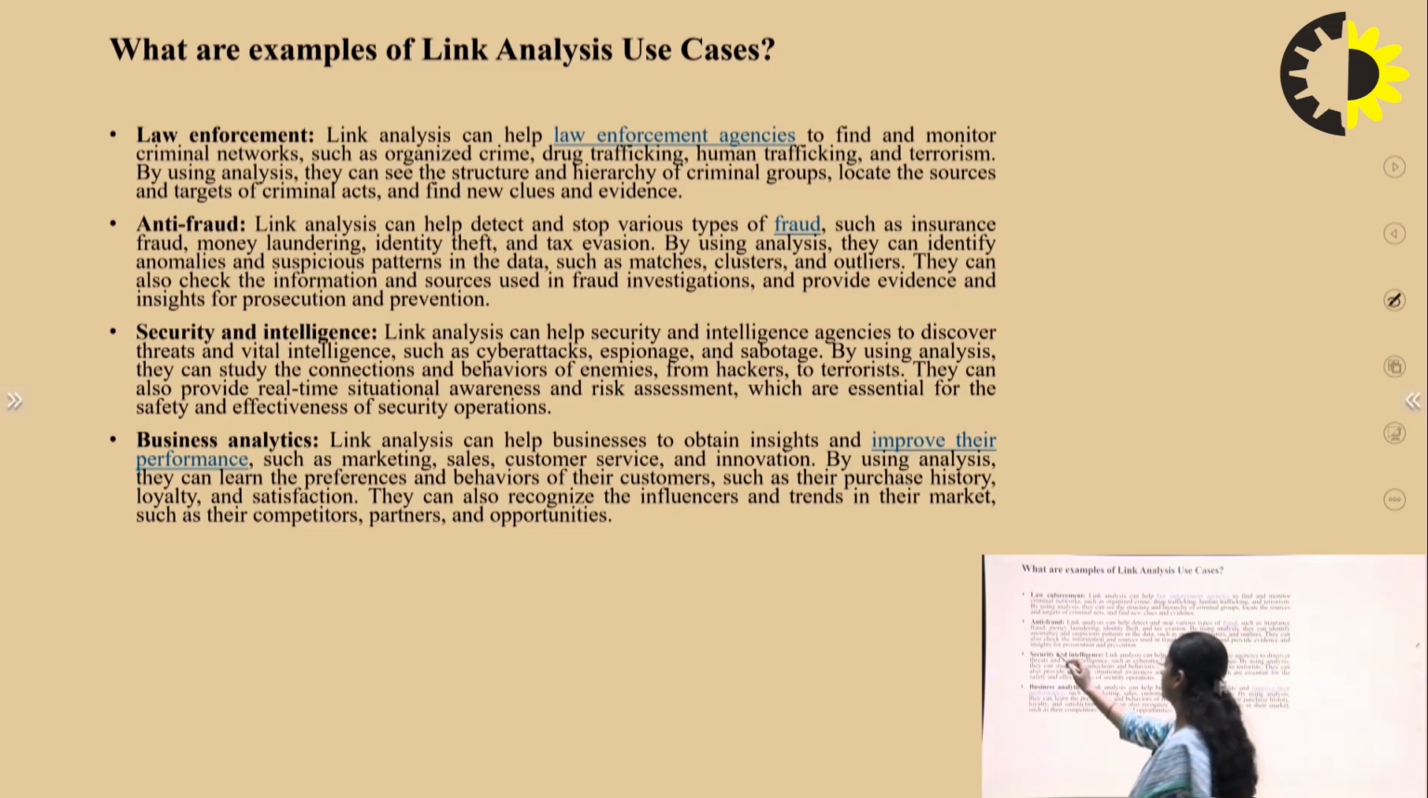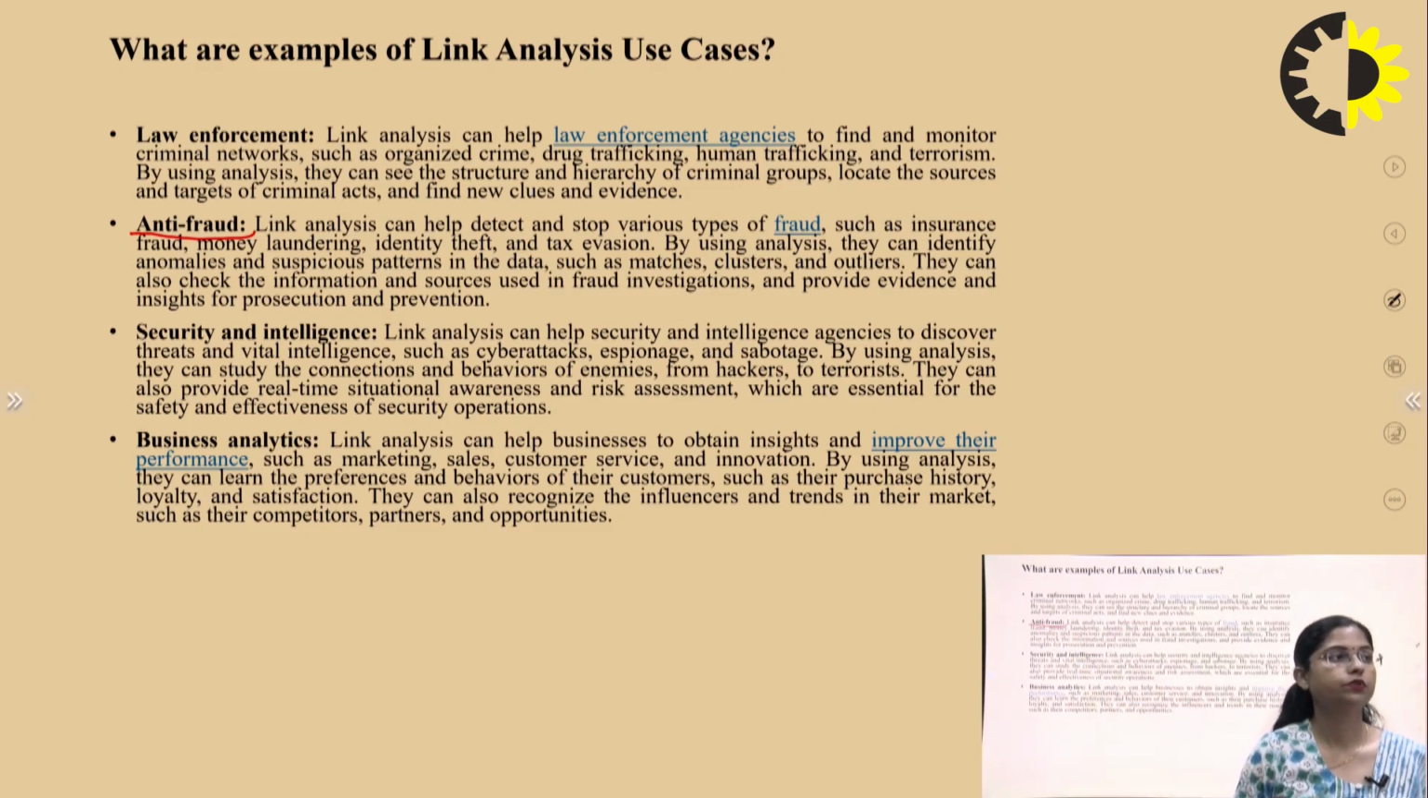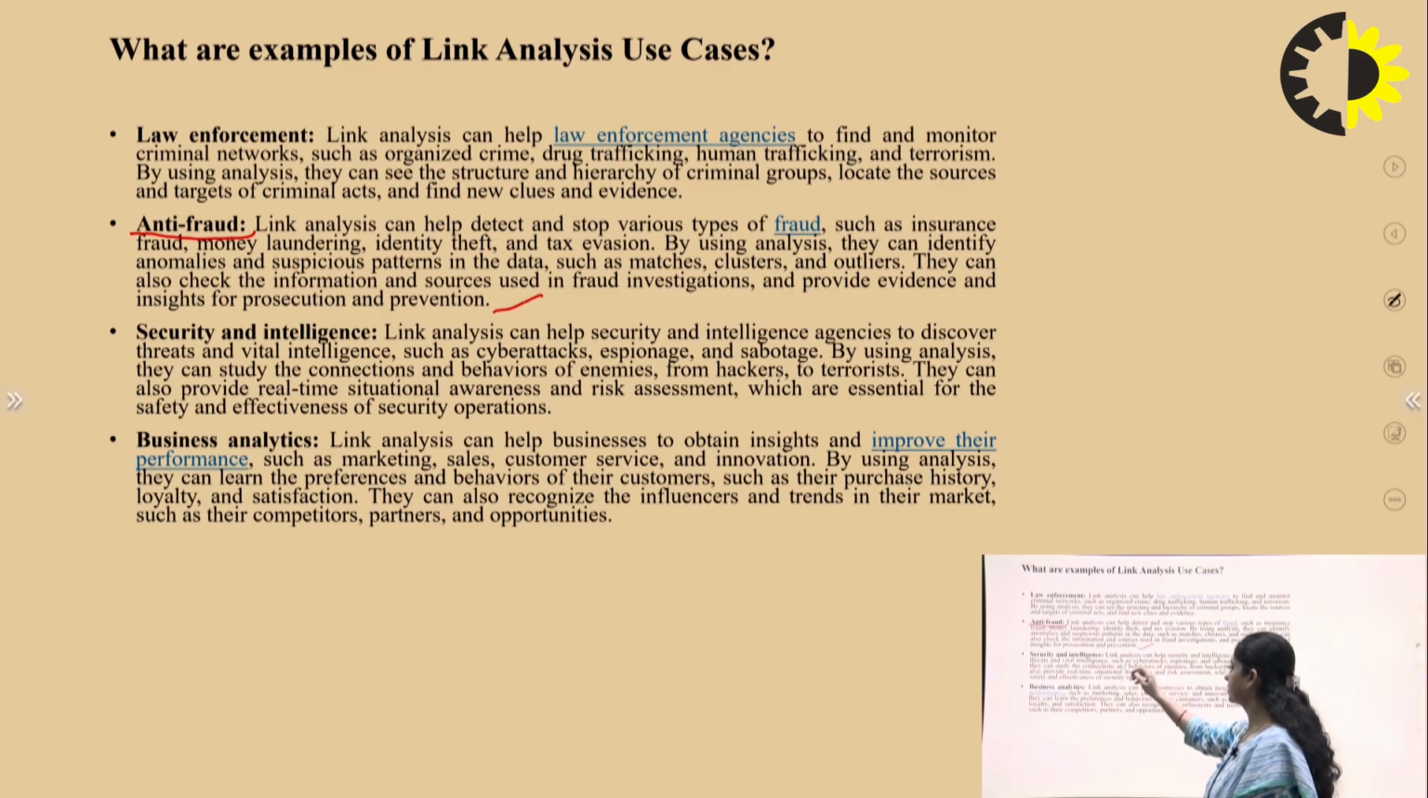Next is anti-fraud. Link analysis also helps to detect fraud. It can help detect and stop various types of fraud such as insurance fraud, money laundering, identity theft and tax evasion. By using link analysis, they can identify anomalies and suspicious patterns in the data such as matches, clusters and outliers. They can also check the information and sources used in fraud investigation and provide evidence and insights for prosecution and prevention.